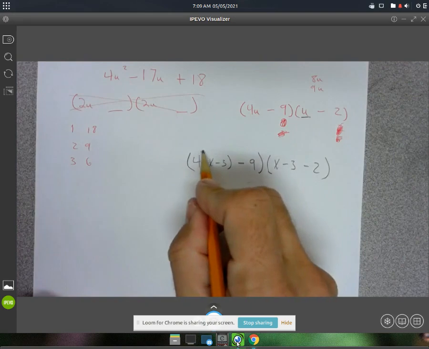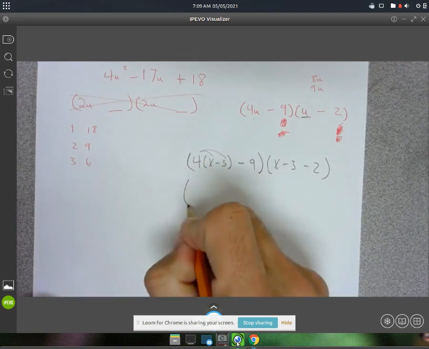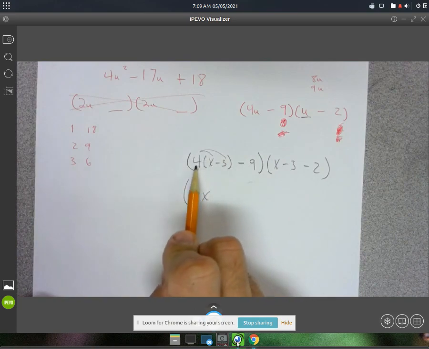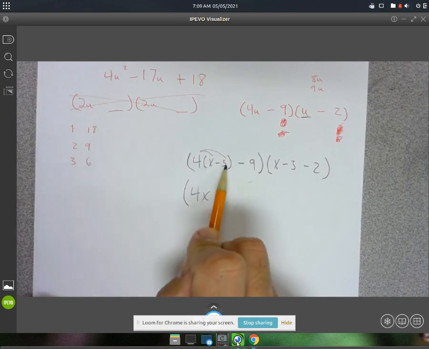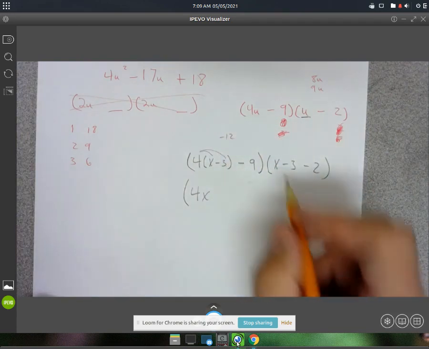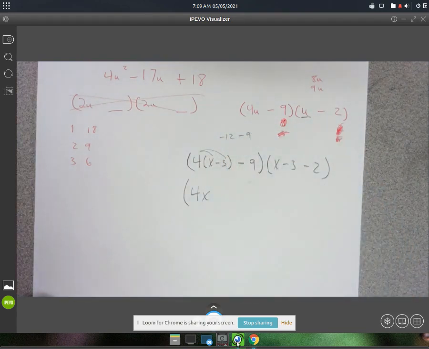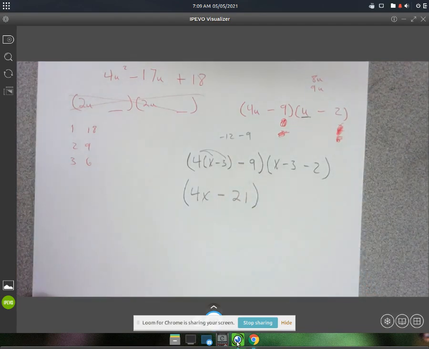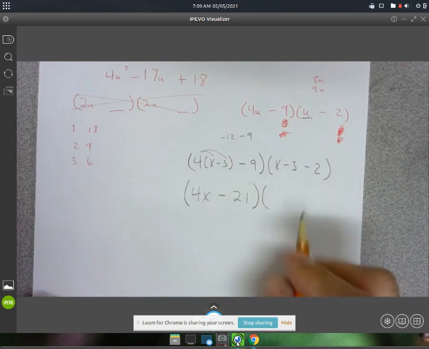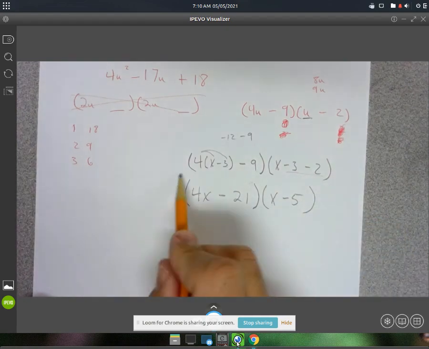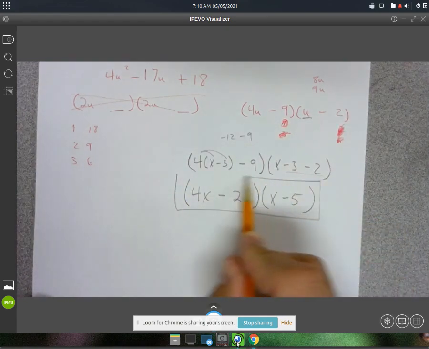All right, so if I distribute my 4 in, I'm going to end up having a 4x. This is going to give me a negative 12, 4 times negative 3, and I have a negative 9 in there. So that's going to give me negative 21. Okay, and then on the second set of parentheses, negative 3 and negative 2 will give me an x minus 5. All right, and that is the factored form.